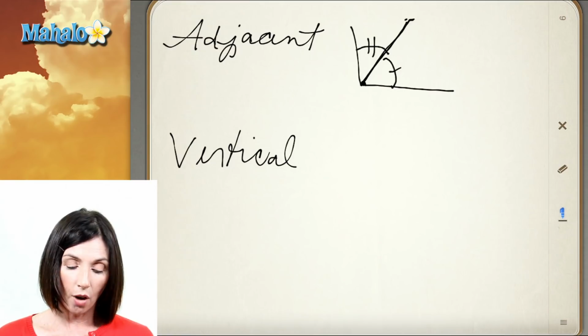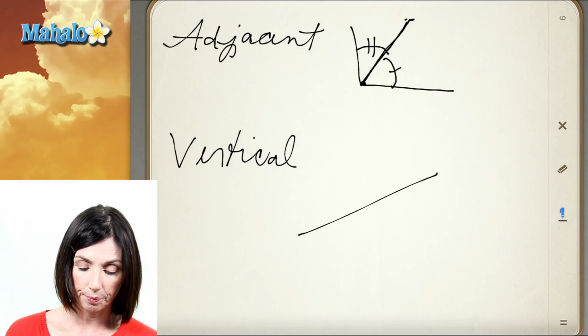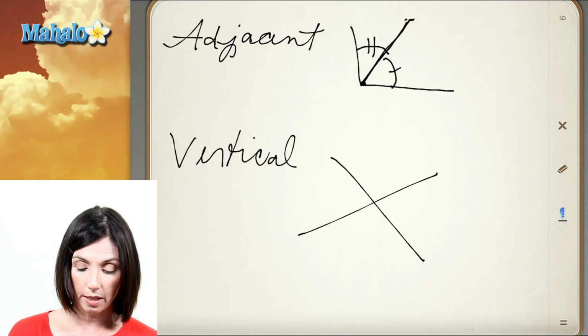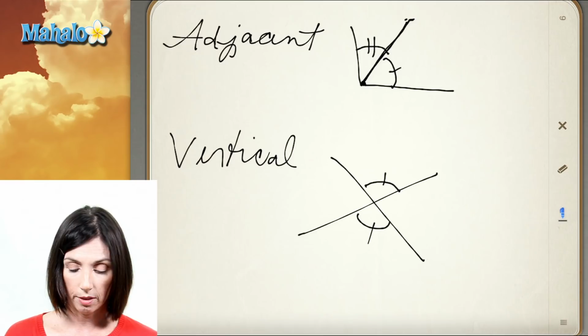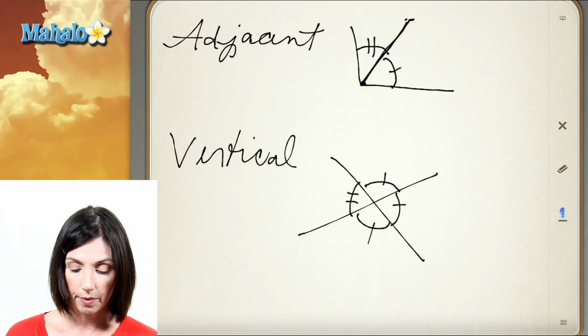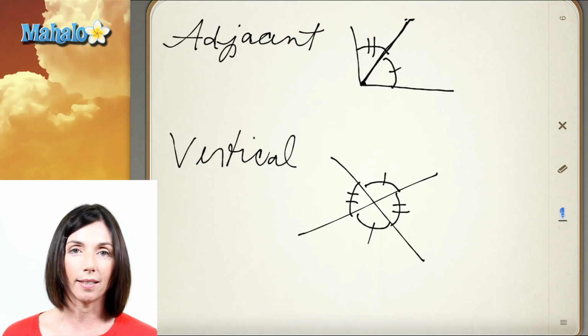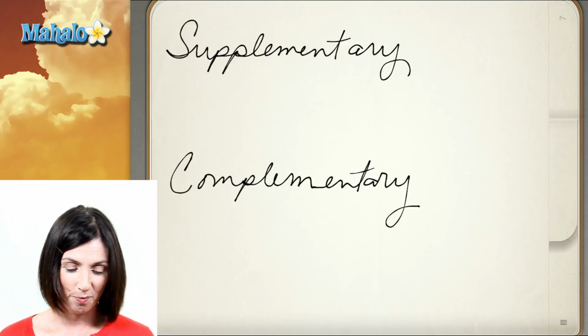They share a vertex and they share a side, this adjacent side, but they don't share any points in their interiors. Now, vertical angles are formed by two intersecting lines. They look like this. And so these two angles here, this one and this one, are vertical angles. These angles here are also vertical angles. And vertical angles are congruent to each other. That means they're equal. That's just a geometry word for equals.